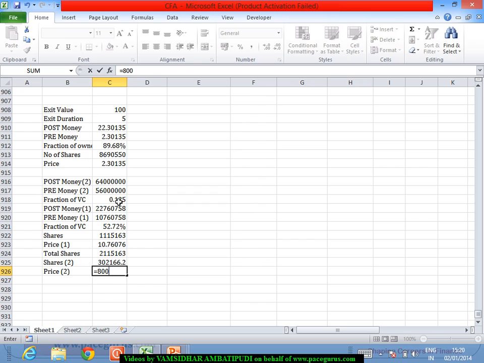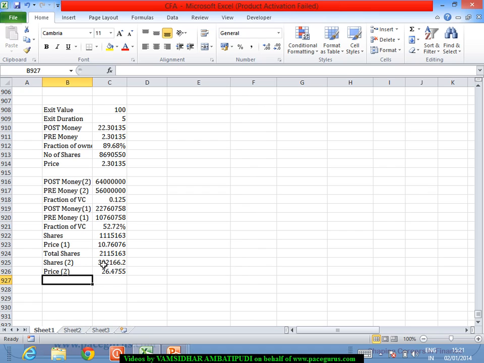and this time what we see is the price as of the second case, whatever has been invested, 8 million, divided by the number of shares that he has received. So the share price in this case is becoming $26.47.